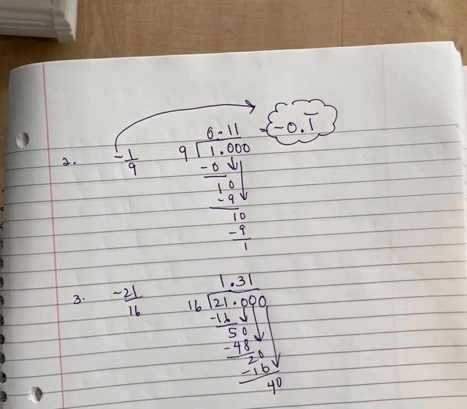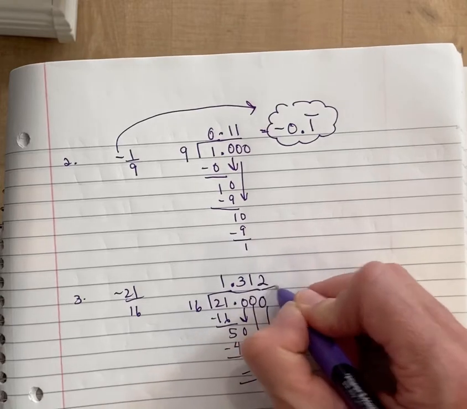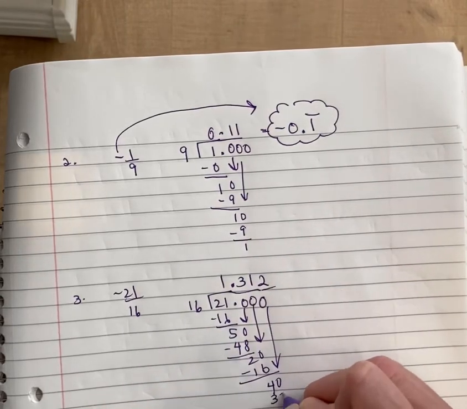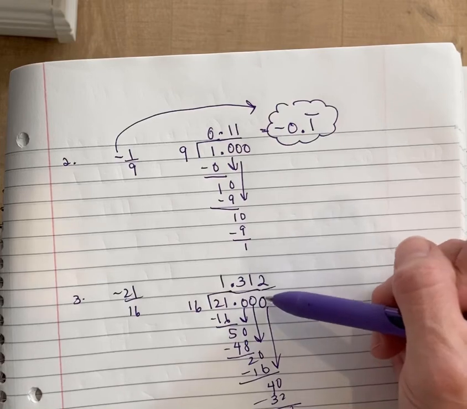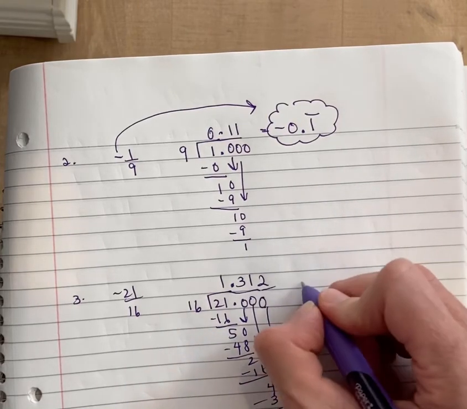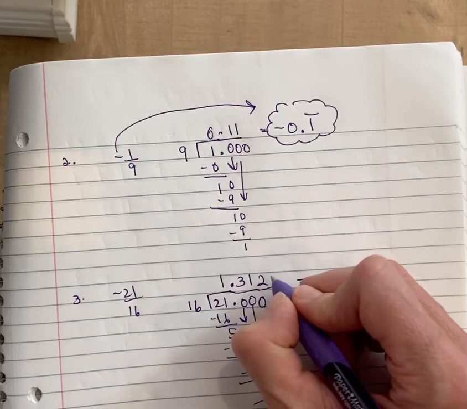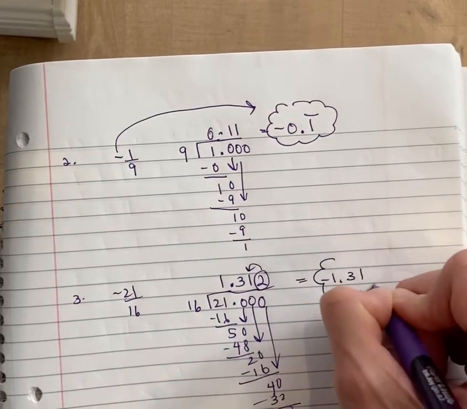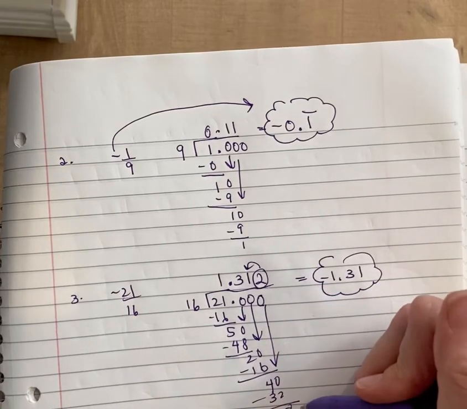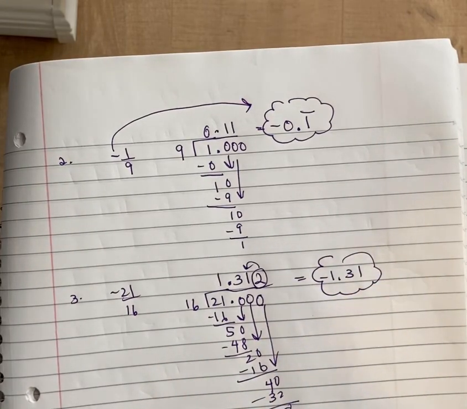Bring down. 16 into 40. Do I have a mistake? No, I don't think so. Twice. 16 times 2 is 32. Subtract, I get 8. I could probably keep dividing, but it's good practice to divide to the thousands place and round to the hundredths. So this 2 tells that 1 to stay, and it's a negative. I think if you keep dividing, it would go into 85 times, and that would work too.